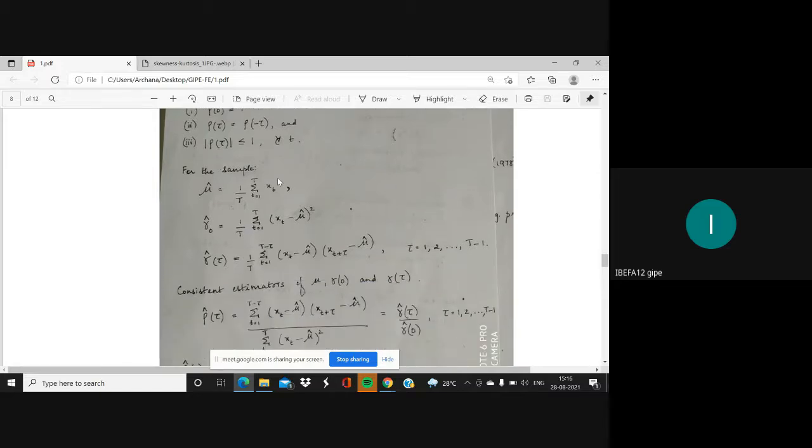Now for the sample, you will find that this is how you can calculate the sample parameters, or the sample estimates or statistics. So here, this gives you the formula for the mean, then variance, for the sample. Then this is the covariance for the sample at lag tau.